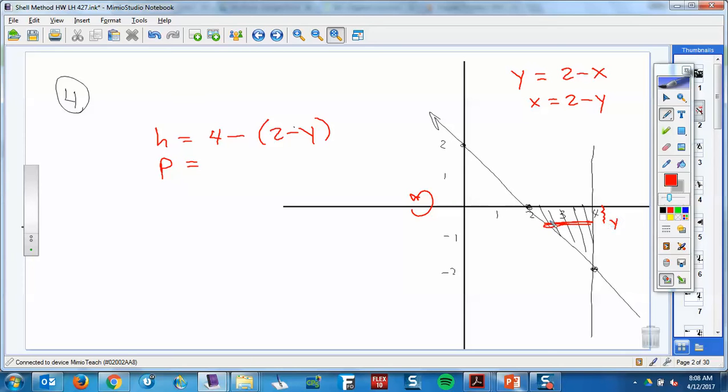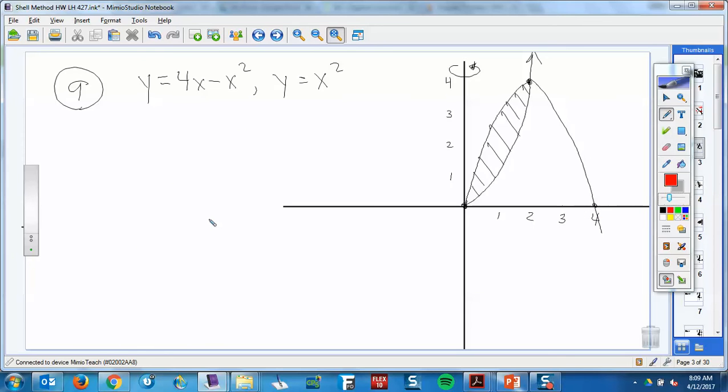So your strip is right here at some y coordinate. It might be down here at -0.5, -1, -1.5. It's down here at some y coordinate. So it's top minus bottom, 0 minus y. Okay, so 2 pi and then h times p. And then the strips go from what? -2 to 0. So what was the answer on number 4? 8 pi over 3.